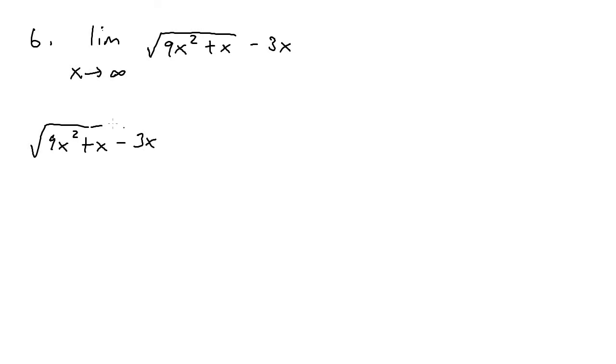So in order to multiply by the conjugate, once again I'm going to multiply by the same thing. So we have 9x squared plus x. But instead of the minus separating the two terms, I'll have to multiply by plus. So square root of 9x squared plus x plus 3x, over the exact same thing.